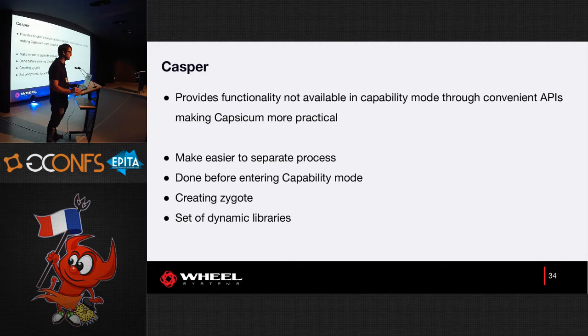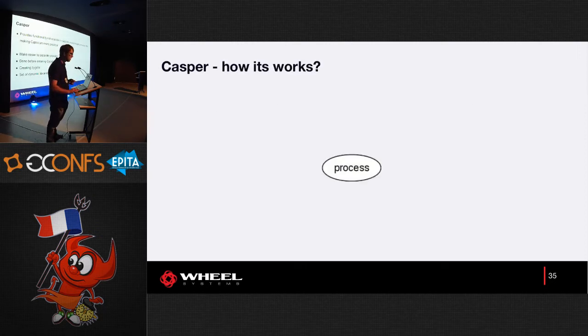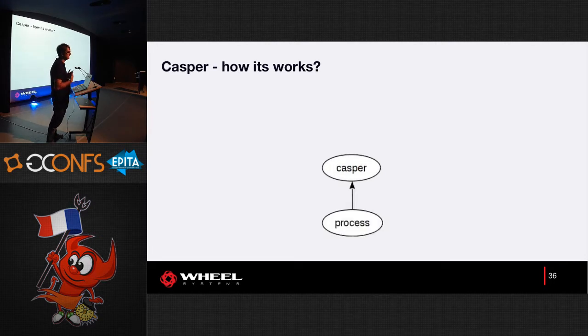So the idea behind Casper is to make it very easy to separate the programs. We need to create Casper because Casper is a fork of our program before entering the capability mode. So how does Casper work? We have some process, and in that process, we call a function called cap_init, which creates the Casper. And now we can ask Casper to do some stuff for us.